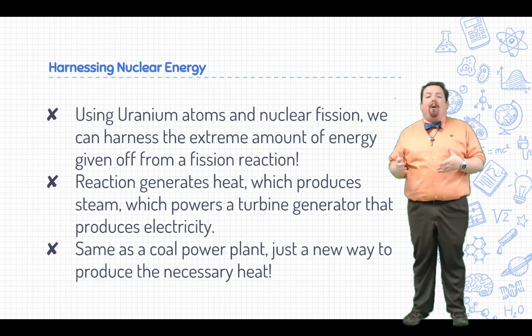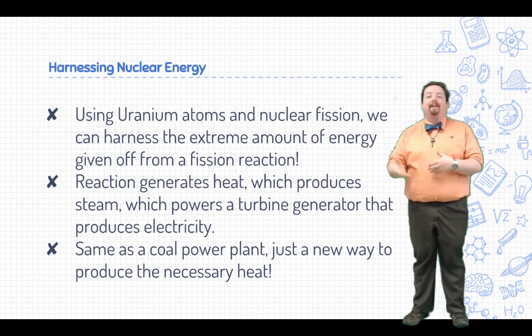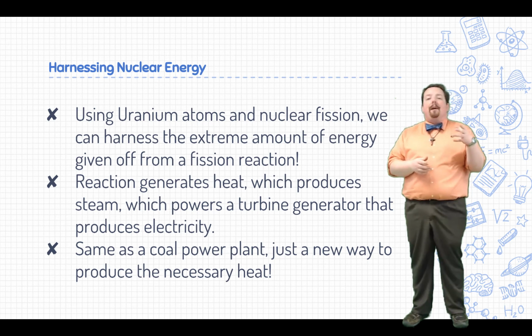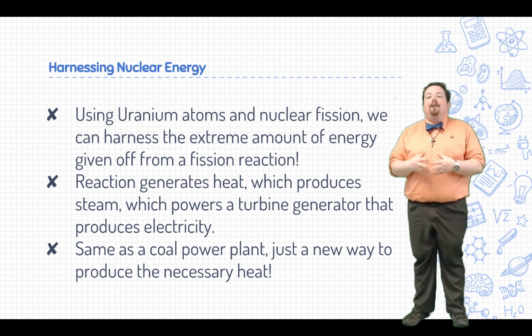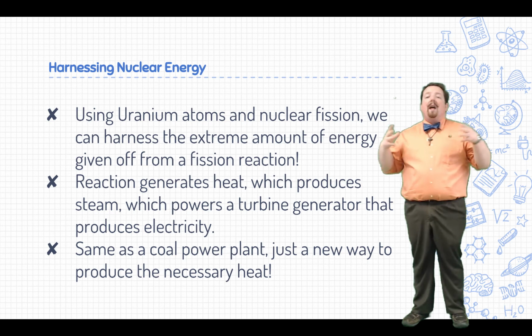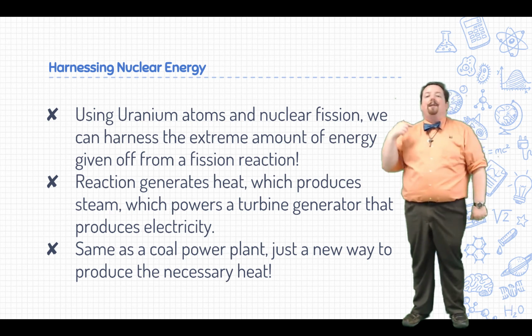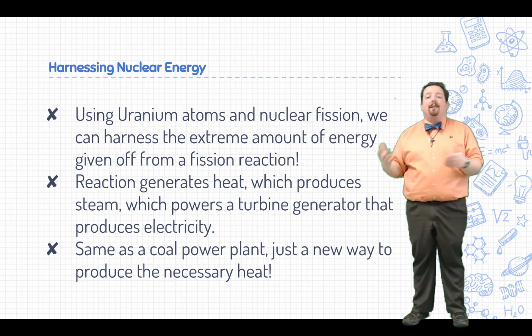Nuclear power plants are a type of alternative energy that gives us a way to create electricity without having to burn fossil fuels. We can put uranium atoms through some of their nuclear fission reactions and then harness its energy. So when a fission reaction occurs, it gives off a whole lot of heat, and we use that heat to produce steam, which then powers a turbine engine, which creates electricity.